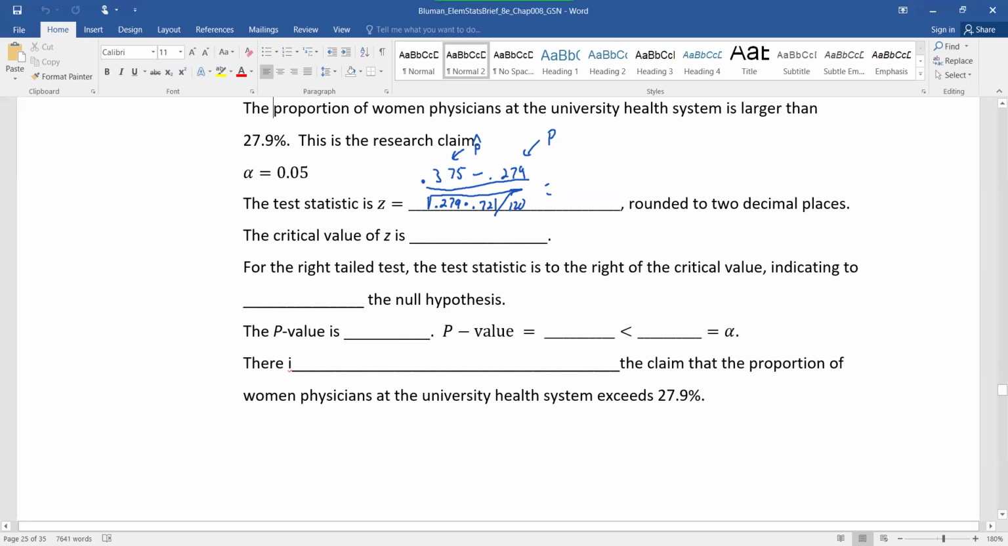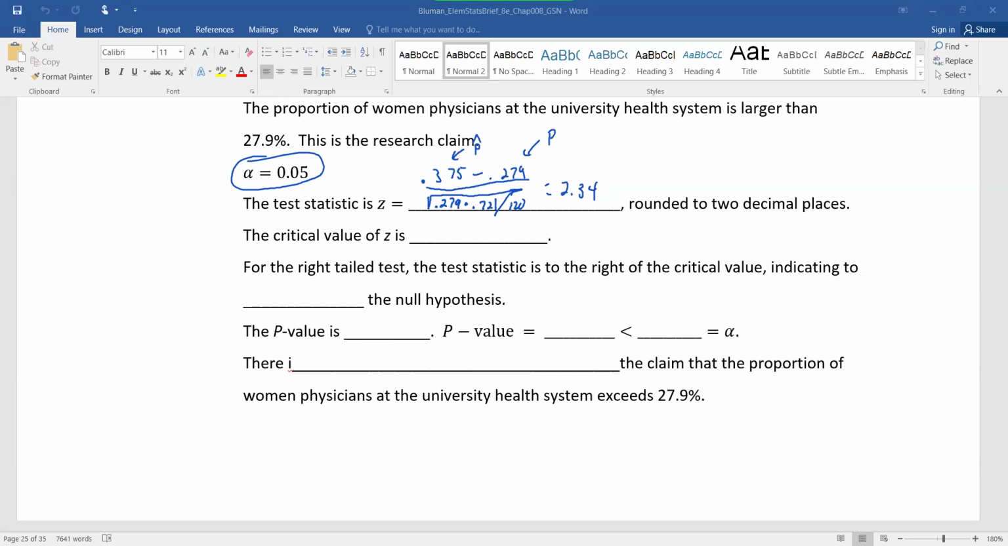I put it in portions. All right, but we got 2.34 rounded to 2 decimal places. So now we need to go to our z-score table and figure out, actually, you should have this memorized, what your critical value of z is at 0.05.